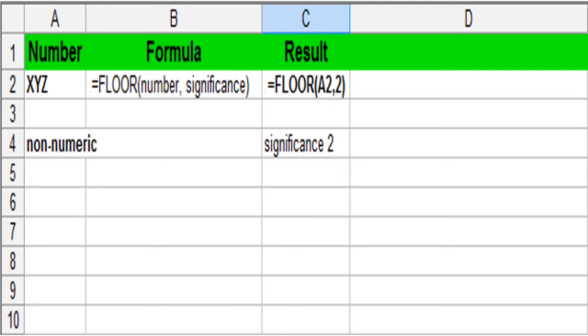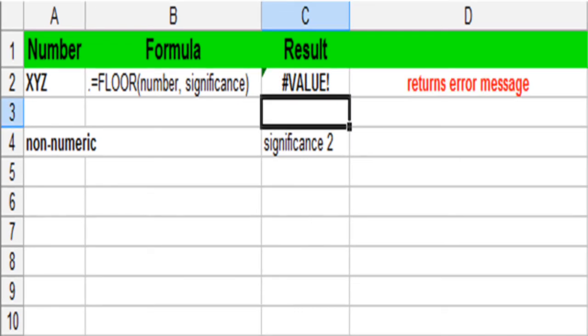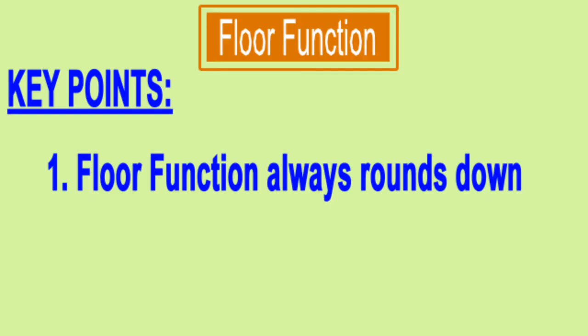Significance 2. Formula: equals FLOOR(A2, 2). Returns error message because number XYZ is non-numeric. Key points.